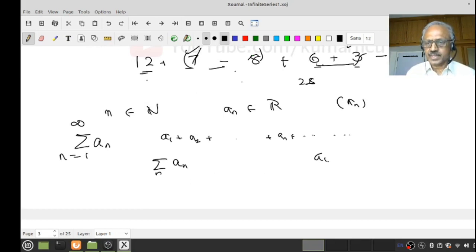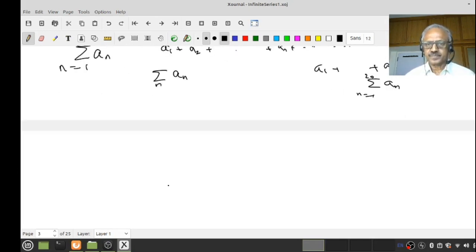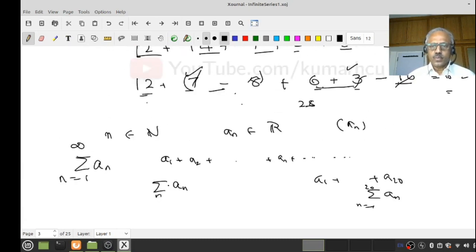If it is something like a1 to a20, I may write it as n equal to 1 to 20. If I don't write it, it is all. That's my way of writing, because I try to avoid writing n equal to 1 to infinity. Now, what is meant is that we have to sequentially add.